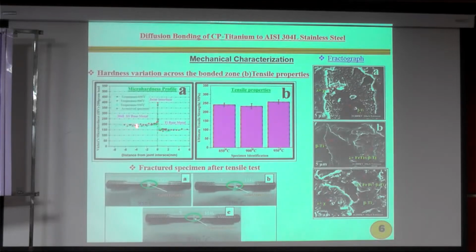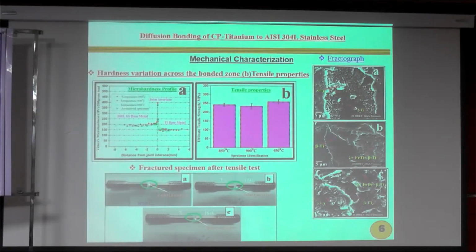You see, the base material is showing a hardness of 200, but at the interface it is showing 400 VHN. This is a micro hardness tester. That means why suddenly at the joint interface is there a steep increase in the hardness? The reason behind that, as we have already seen, is the evolution of Fe2Ti at the interface. Okay, that is noticed.